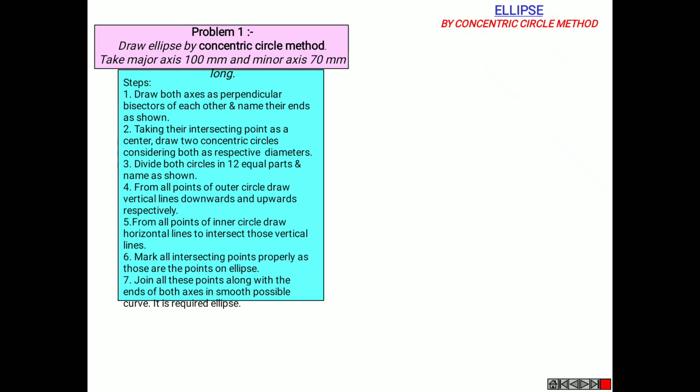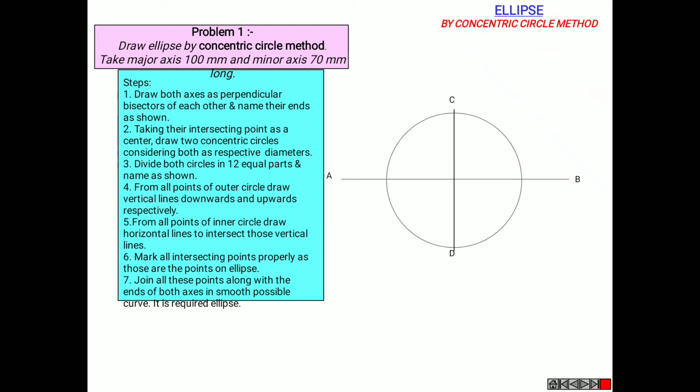Okay, we will see the diagram as per the steps. So firstly, draw both the axis lines and name them on their ends. So this horizontal one is a major axis and the vertical one is a minor axis. Just follow. We'll see it again.